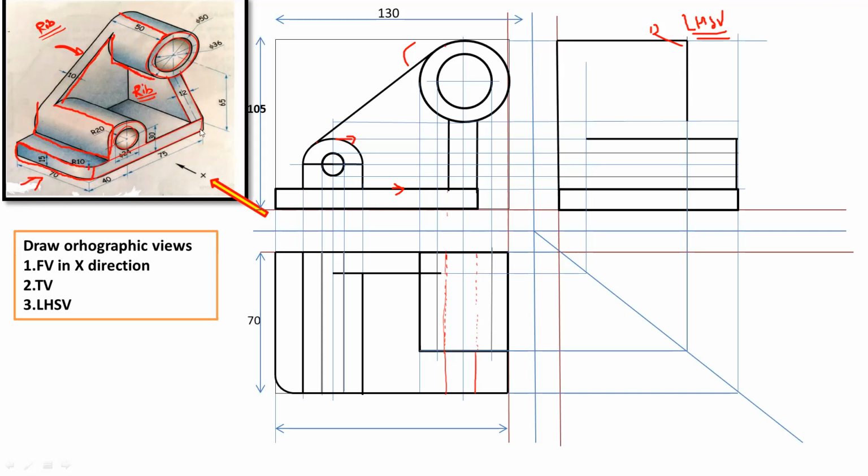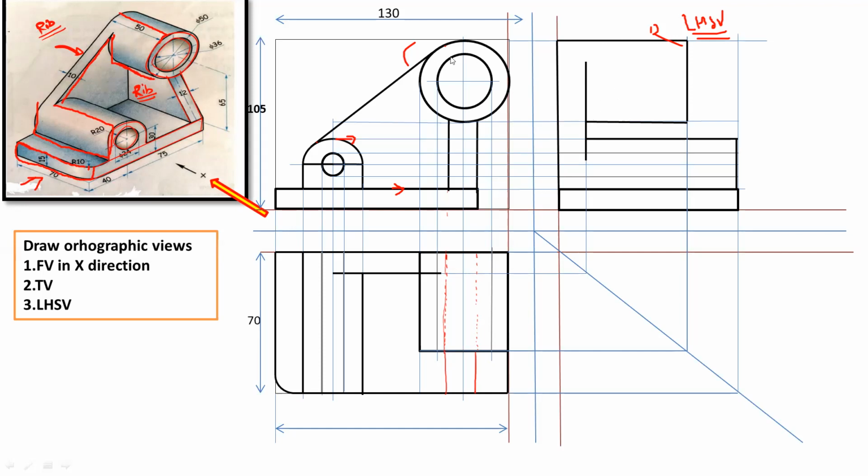So this vertical line will represent this left side. And this vertical line is for this rib. Okay. So do not extend this line up to this horizontal line. Do not touch this line, because this is actually a tangent line.